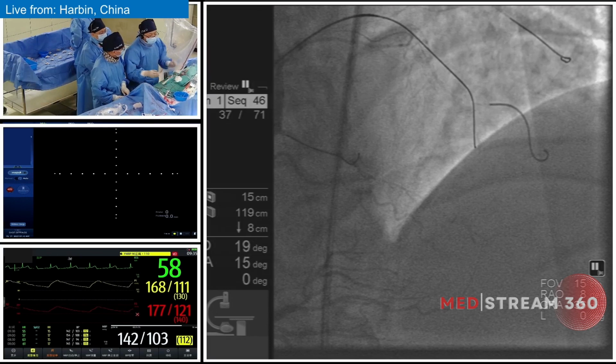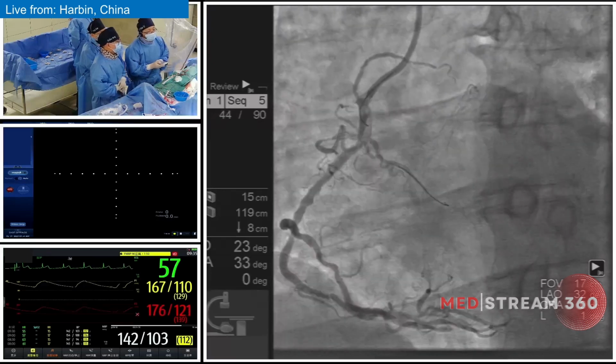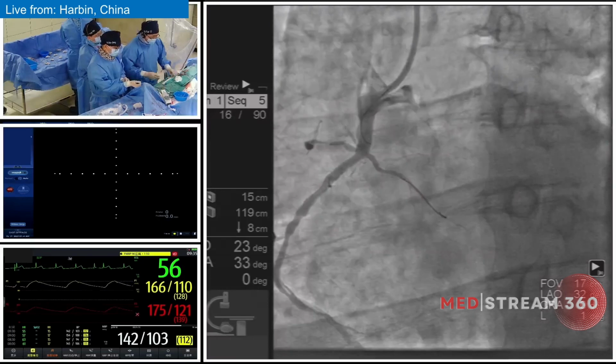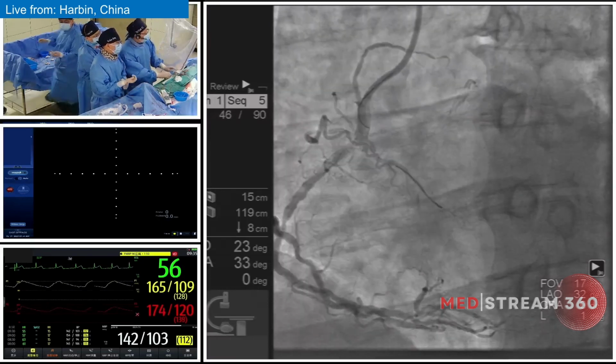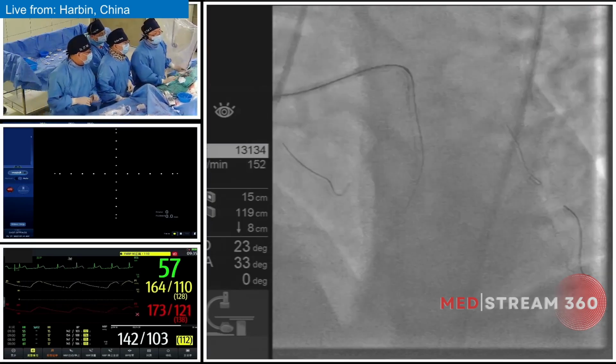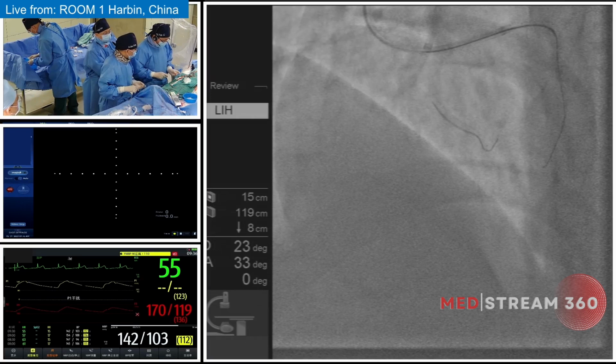So just now we already see there should be some tight lesion, maybe in the distal RCA. So I think we should check with IVUS first. If there is severe stenosis, it needs to be treated first. We are switching to the retrograde approach.